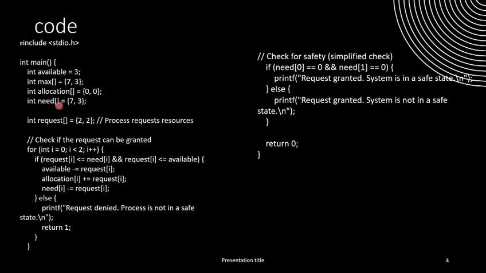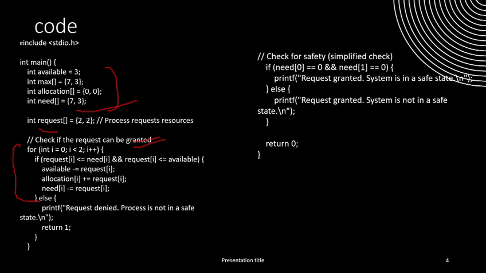So this part is for the data allocation, where we allocate and initialize the data. Okay. And request is also the process requesting resources. Now we will check in this section whether the request can be granted or not. We check the condition.